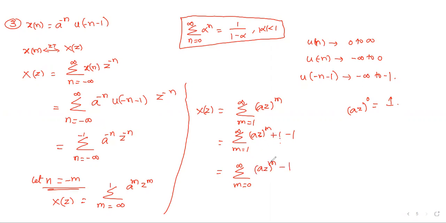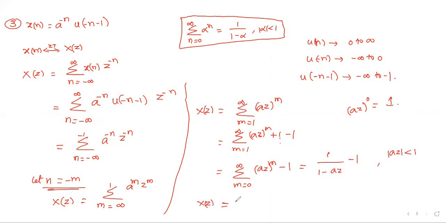That's what you will get, z whole power m minus 1. So what is this expansion? 1 by 1 minus az minus 1. So what is the ROC? ROC is mod az less than 1.